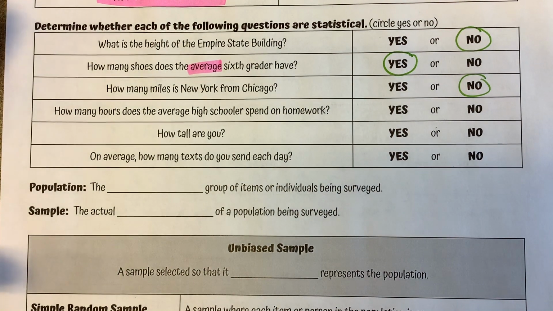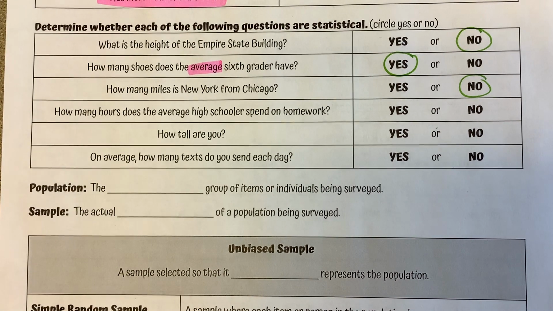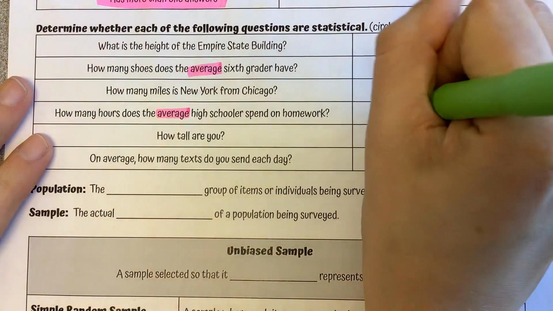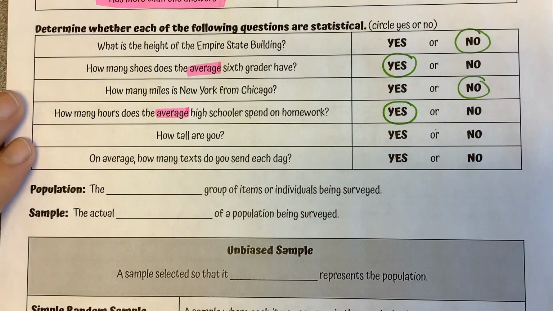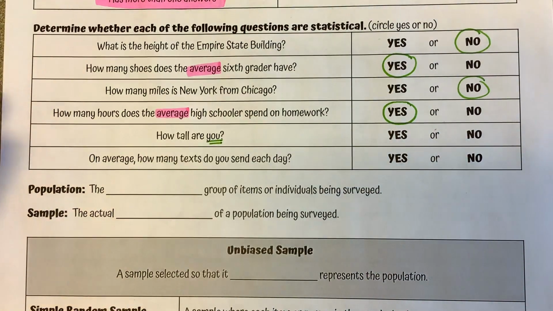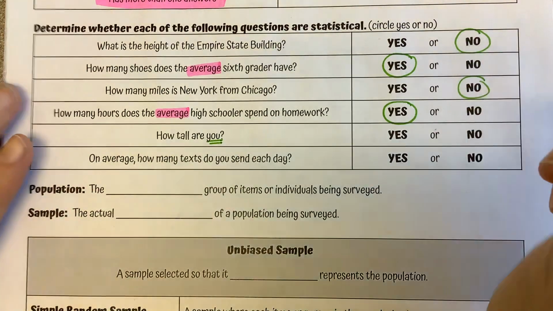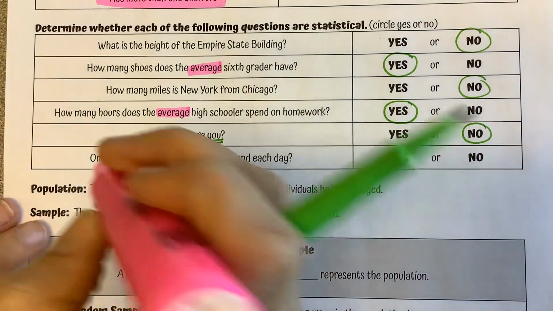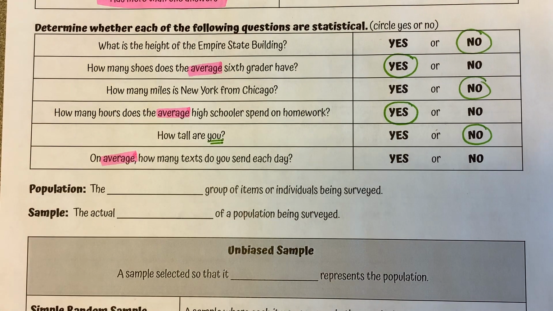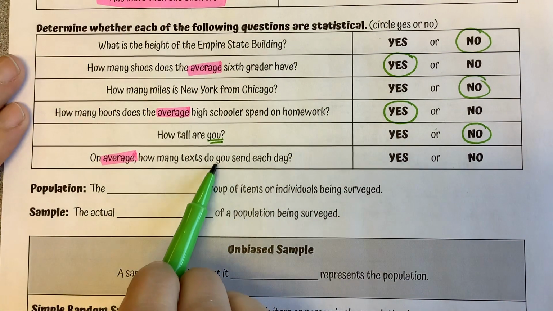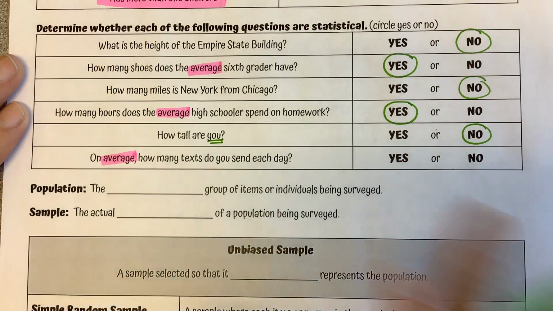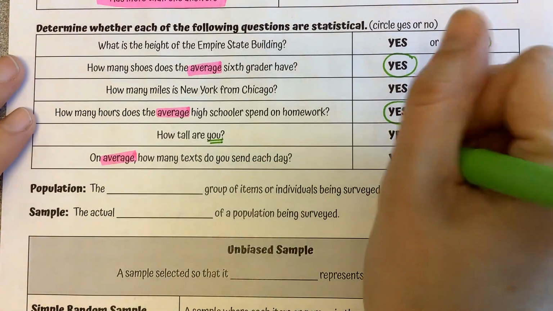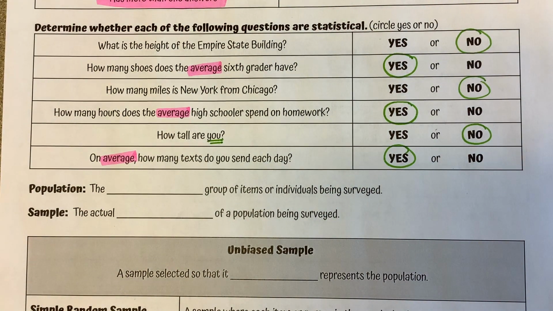How many hours does the average high schooler spend on homework? Again, there's that key word there. Every person's going to be different. There's going to be multiple answers. How tall are you specifically? Well, if I'm just asking one person, no, that's not statistical. On average, again, we see that keyword. How many texts do you send each day? Even though it's you individually, it's going to be different every day. Maybe Monday I send 10, maybe Tuesday I send 100. So yes, there's going to be variability in that question.